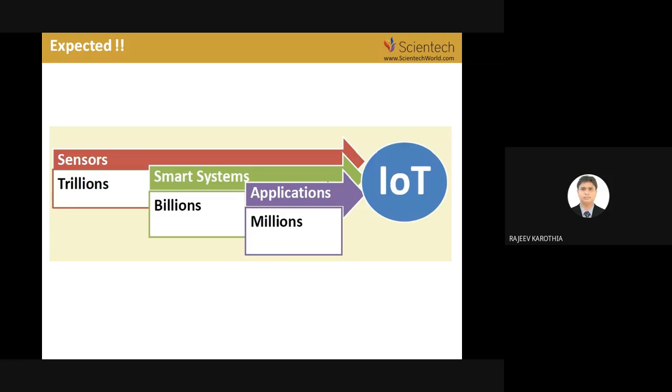Now, what we are expecting from IoT: trillions of sensors and devices which we are going to deploy, billions of smart systems which are going to be deployed in the field, and millions of applications which we are going to develop by using this IoT technology. So that is the expectation in IoT. Lots of devices, and every day new processes are running. With this we are going to make billions of smart systems and then millions of smart applications.